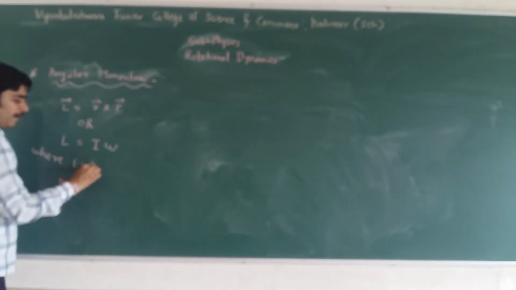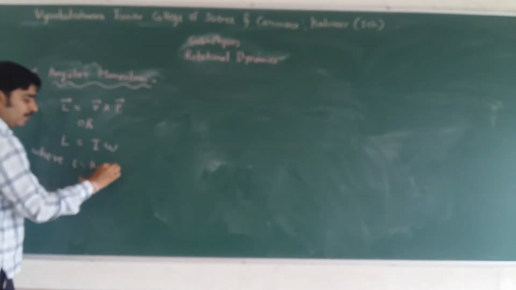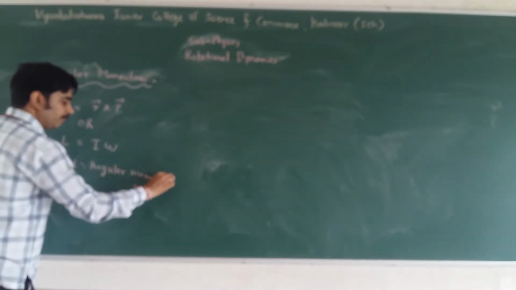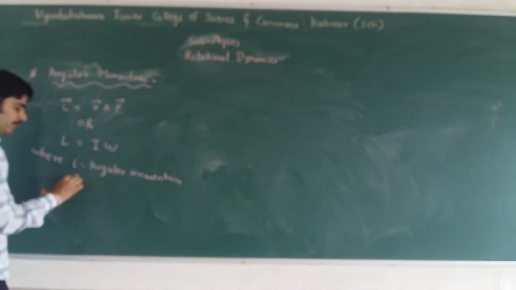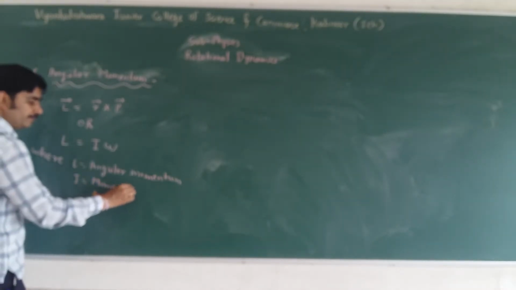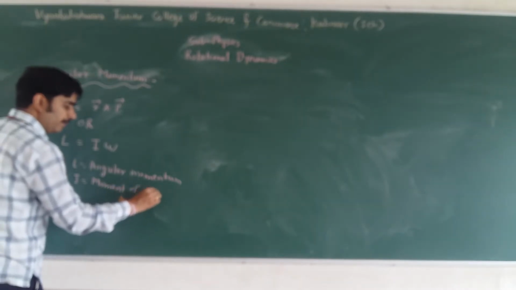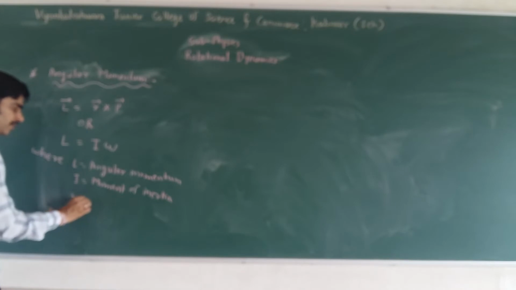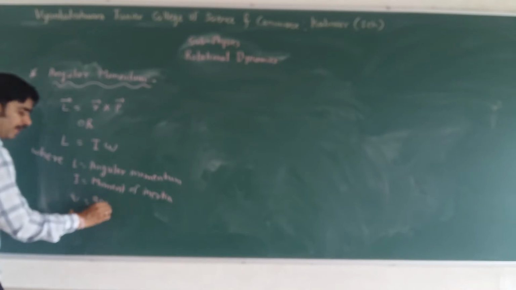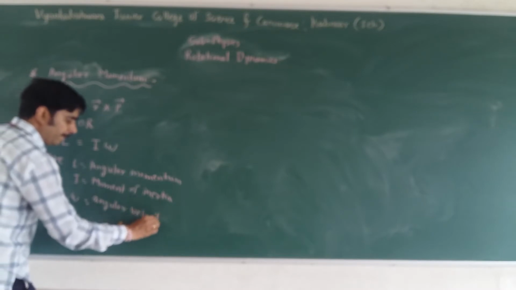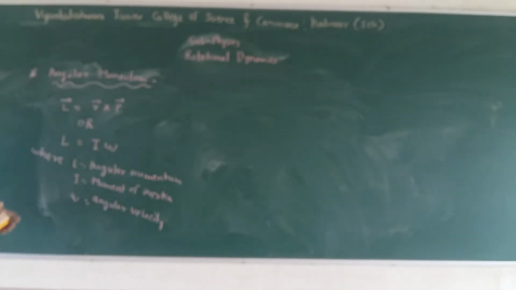L is the angular momentum, I is the moment of inertia, omega is the angular velocity. So L is equal to I omega.